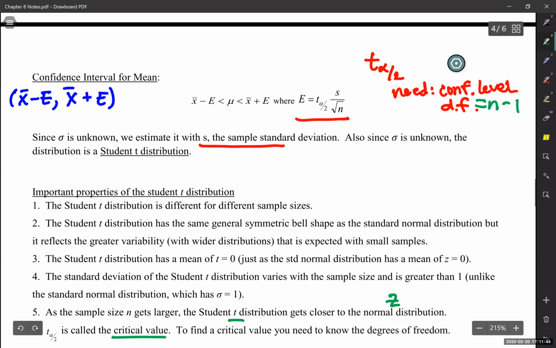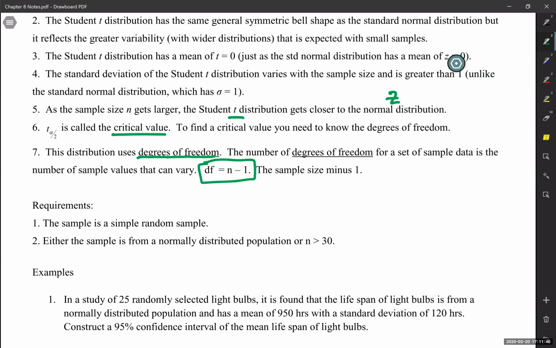Okay, so requirements. When can we use this? Number 1, we have a simple random sample. These are going to be things that we don't really focus on today. However, you will be asked this in the homework on the paper assignment that will be due at the end of this section. So the sample is a simple random sample. That's the first requirement. And similarly to chapter 7, either the sample is from a normally distributed population or n is greater than 30. So as long as both of those things are going on, then we're fine.